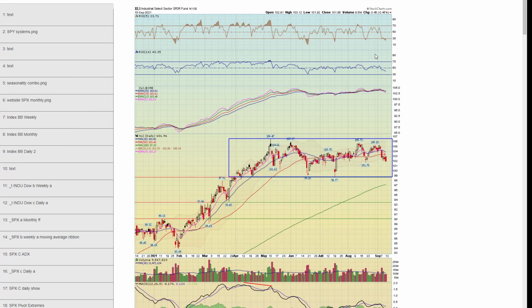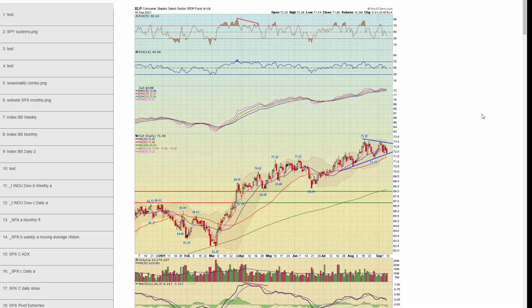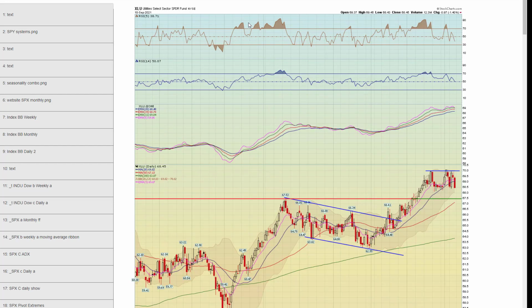Next. Chart 53, materials. So far holding up fairly well. You can see a lot of these sectors are at their 50-day moving averages, guys. Next. Chart 54, consumer staples. It's coiling at the moment. Coil forming.